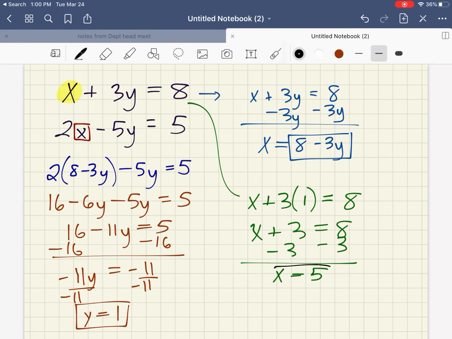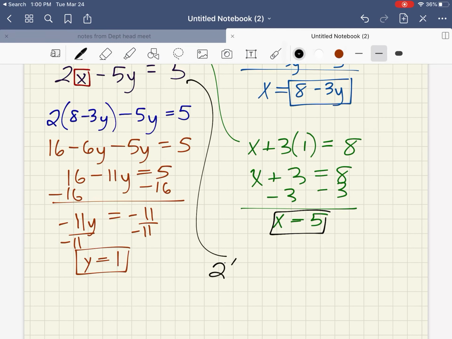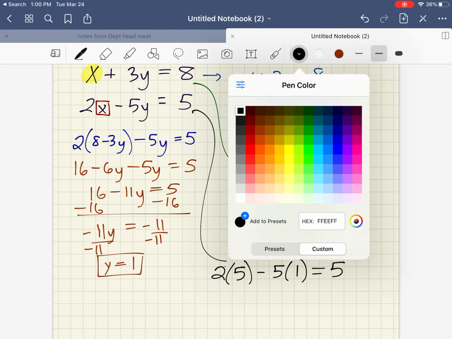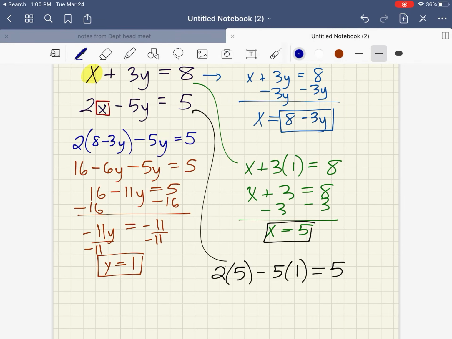Again, once I have my x and my y, take the other equation, plug them both in. 2 times 5 minus 5 times 1 equals 5, and we're checking to see if this is a true or false statement. If it's true, I have my solution. If it's false, I did something wrong, or it's just not the solution. So 5 does equal 5. That's a true statement, and that tells me that 5, 1, x is 5, y is 1, is my solution.